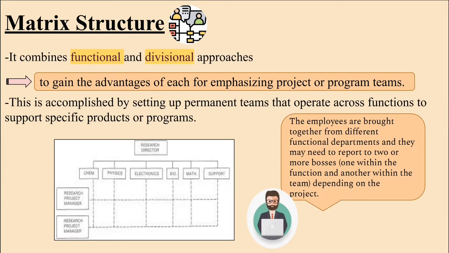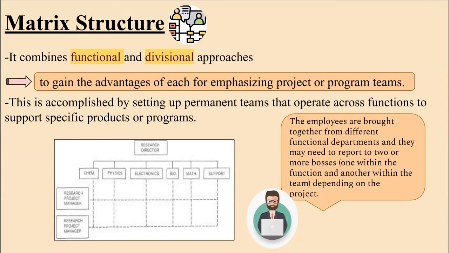Matrix structure combines functional and divisional approaches. The function of a matrix structure is to gain the advantages of each by emphasizing projects or program teams. This is accomplished by setting up permanent teams that can operate across functions to support specific products or programs. So as we can see, this is an example of a matrix structure.